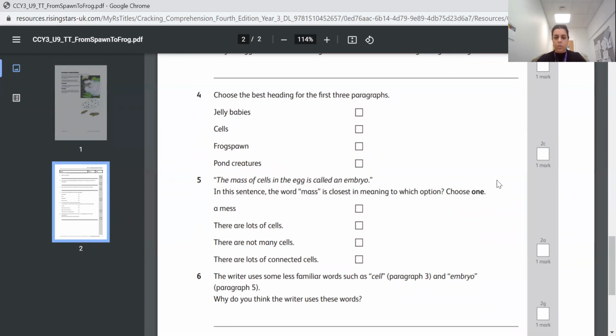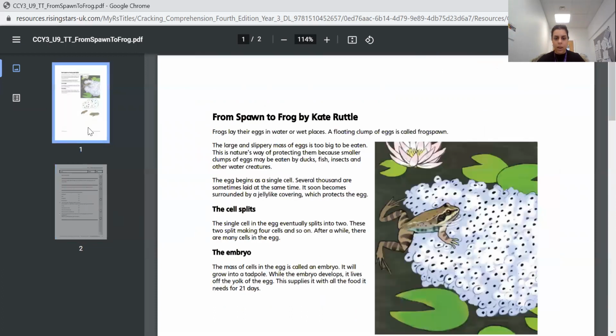So the options for what the word mass means: is it a mess, there are lots of cells, there are not many cells, or there are lots of connected cells? So the cells are all together connected next to each other. Which one of those is what it means? I'm going to look for that sentence for you in the information. The mass of cells in the egg is called an embryo.